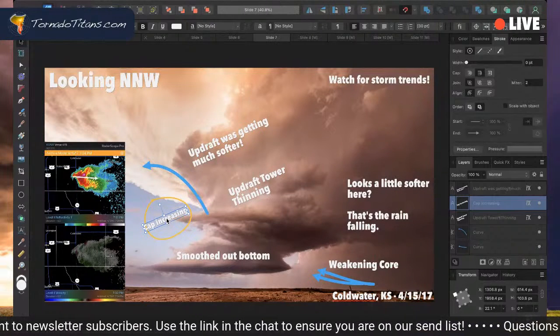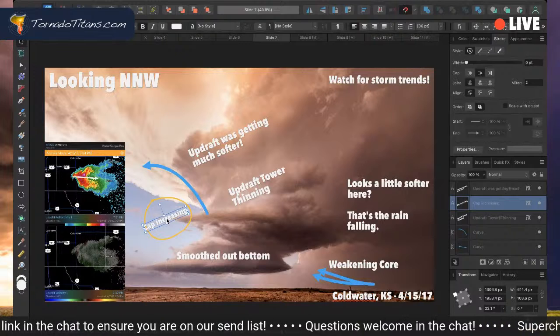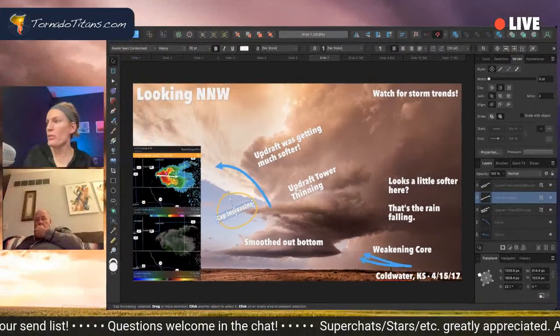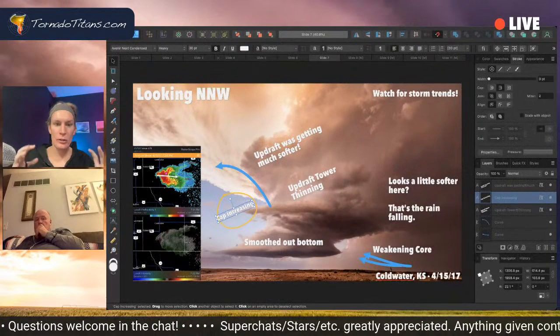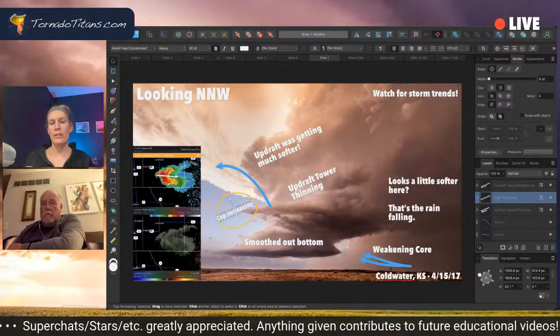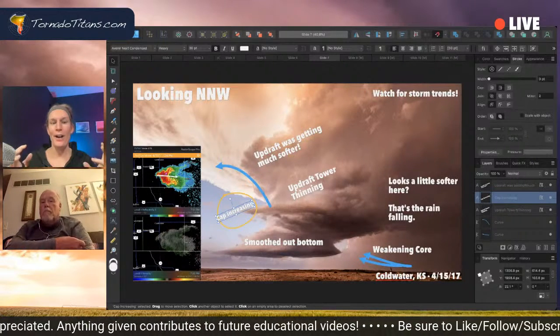So again, whenever you're looking at storms, this is something to keep in mind. As Gene talked about a little bit ago, whenever you're chasing out there, you're looking at storms, or you're looking at them on radar even, but especially when you're looking at them visually, they're going to tell you what they're doing well before the radar tells you.